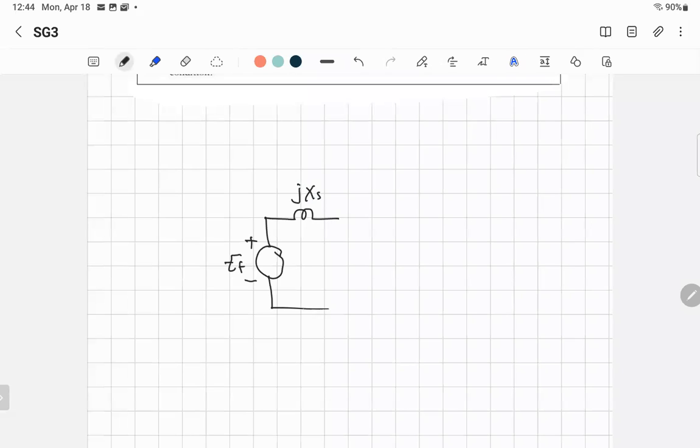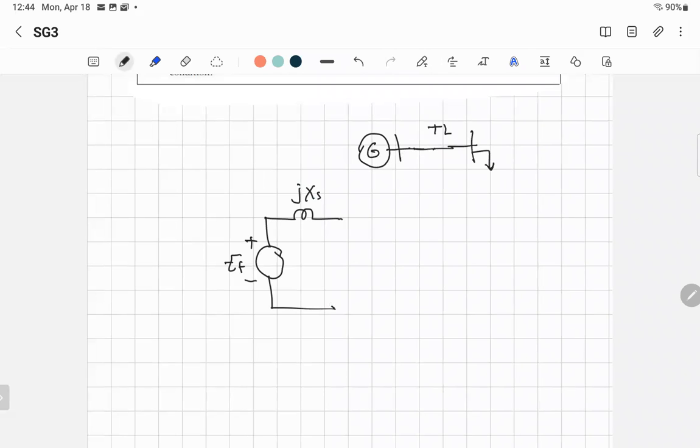Ignoring the resistor, that's the terminal voltage. Now, let's say that you do not connect the load directly, which makes sense because we'll have a transmission line. And then that's the transmission line, and then you have the load. You connect the load at the distribution.